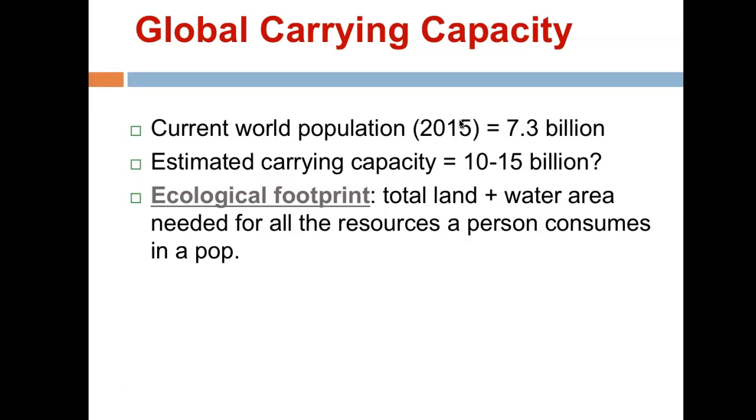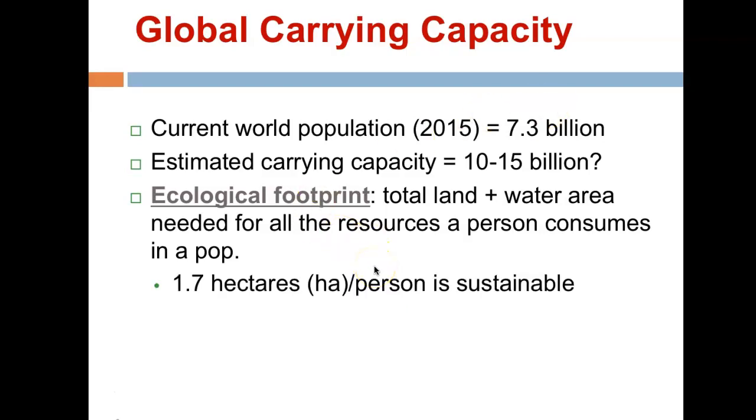And so what we can do is look at what our ecological footprint is. Each person, each population, or each country has their own ecological footprint, which means the total land and water area needed for all the resources a person in a population consumes. A person is usually going to use 1.7 hectares, where 1 hectare would be a 100 by 100 meter plot of land. So it is believed that 1.7 hectares per person is what is sustainable.